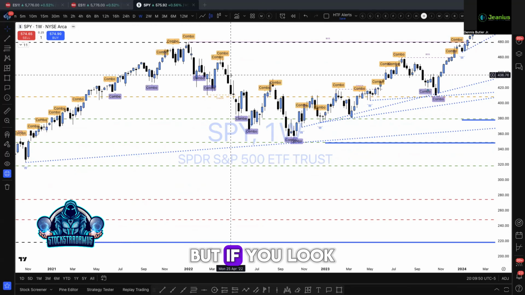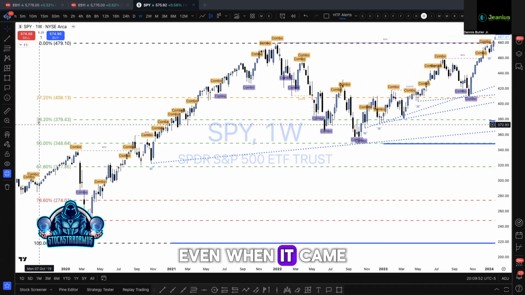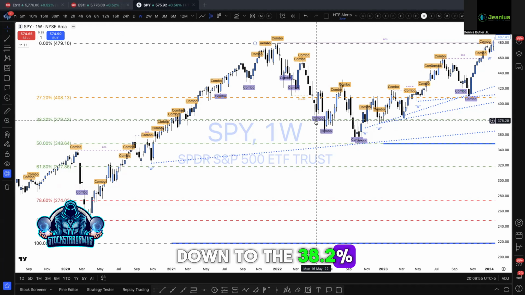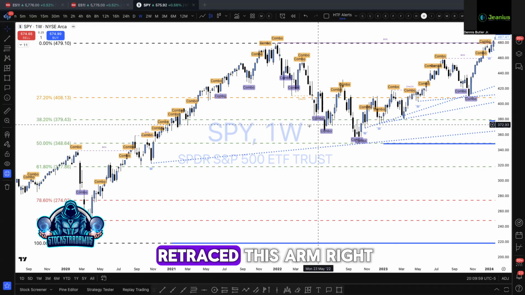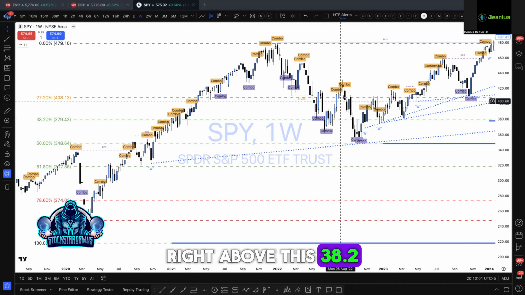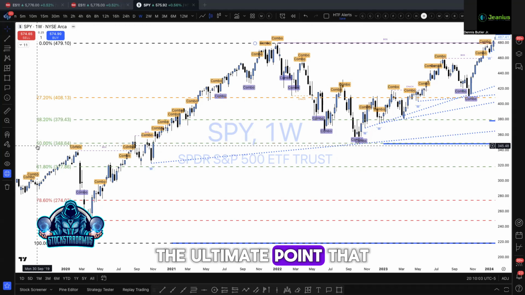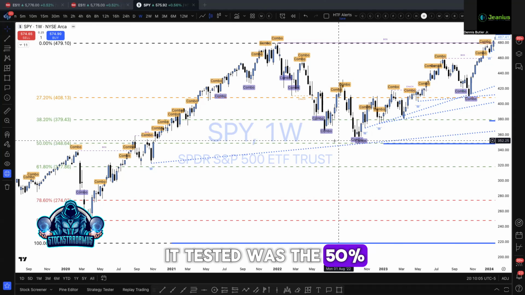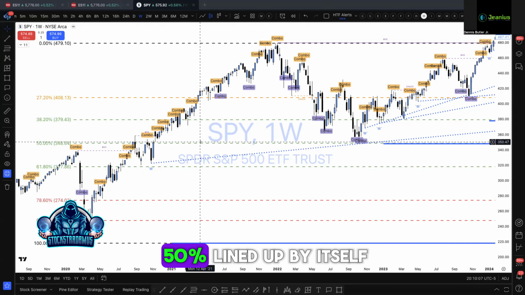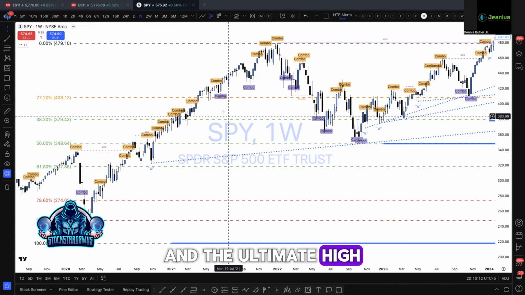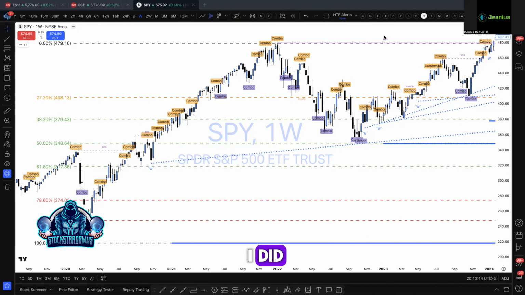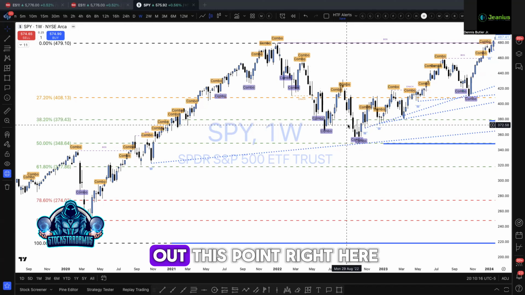back up again. But if you look at these exact levels, even when it came down to the 38.2%, it bounced a little bit. And even though it retraced this right above this 38.2 and came back up, the ultimate point that it tested was the 50%. Now, mind you, this 50% lined up by itself, and the only thing I did was mark the low and the ultimate high of that whole move. That's the only thing I did. The market itself searched out this point right here.